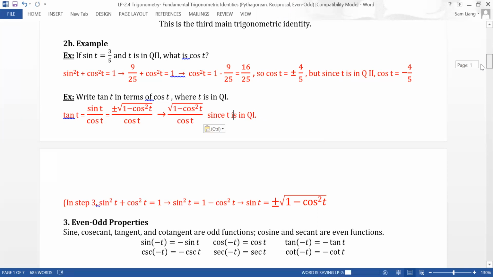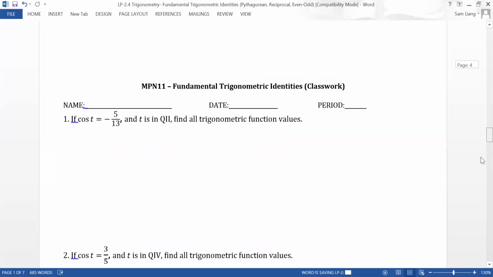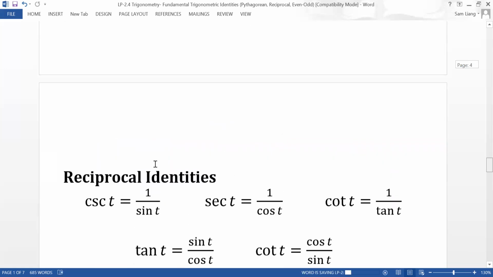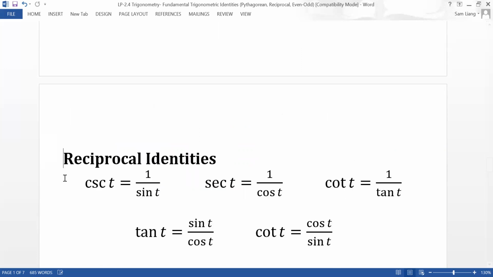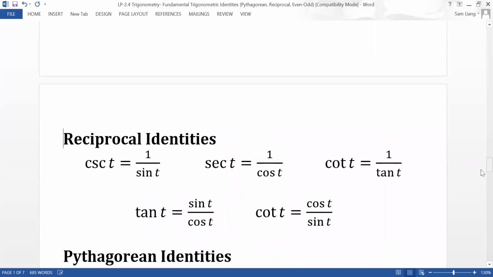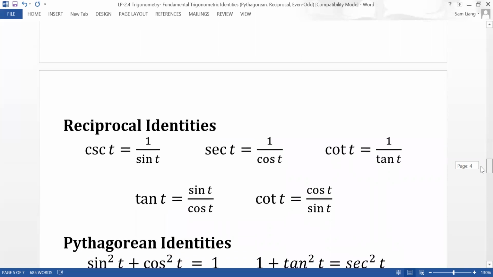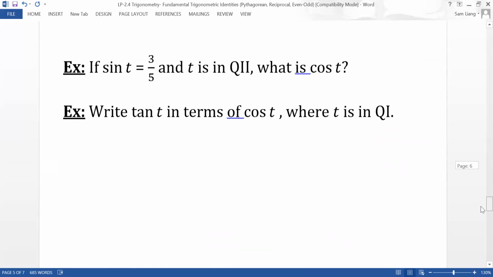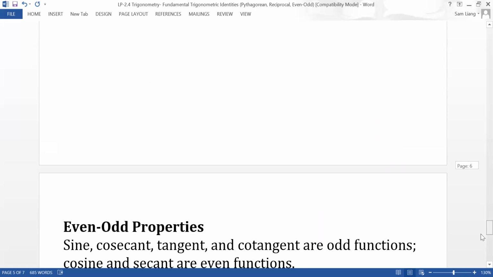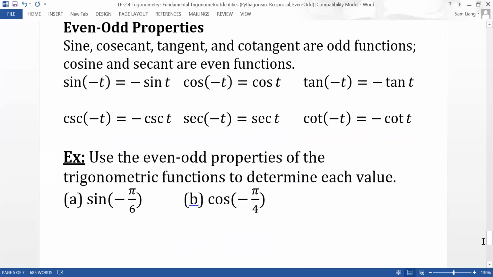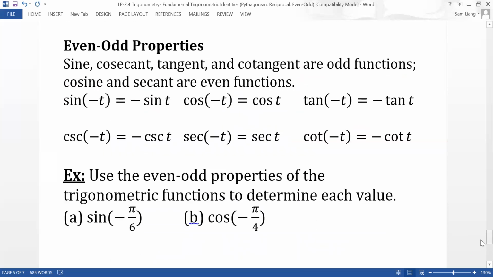Next, we have the even and odd properties. For that, I'm going to go to the slide. We already saw this, did those examples. All right, even and odd properties.